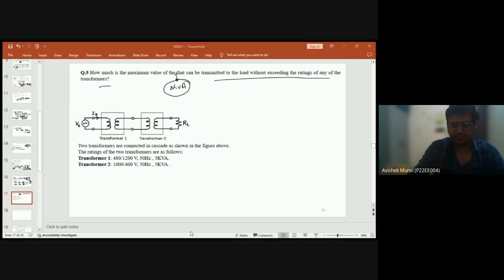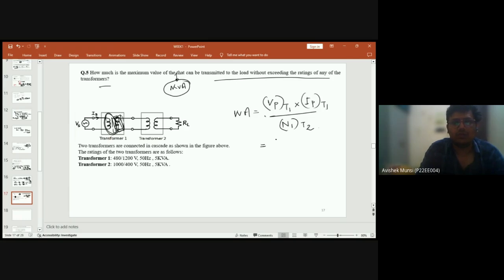See, to solve it, what will be the maximum kVA? Here we have to calculate the maximum allowable kVA, for which we have to know the primary side voltage of transformer 1 and the primary side current of transformer 1. But whenever we are transforming it, this winding is also in between, so we have to divide it by N1 of transformer 2.